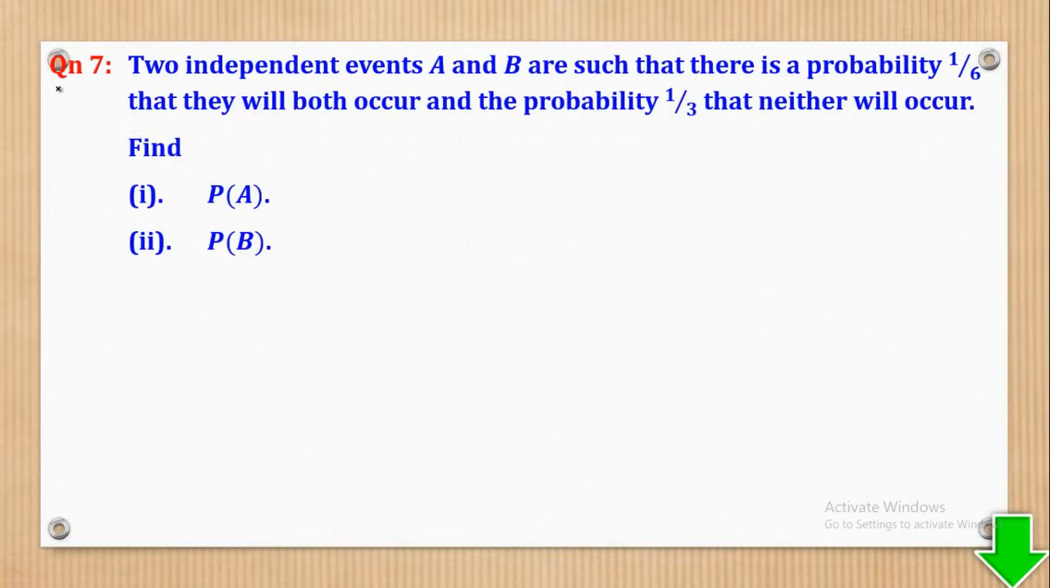So now we shall go to question 7. It says that two independent events A and B are such that there is a probability of 1/6 that they will both occur, and a probability of 1/3 that neither will occur, neither A nor B. Find part A, probability of A, part B, probability of B.